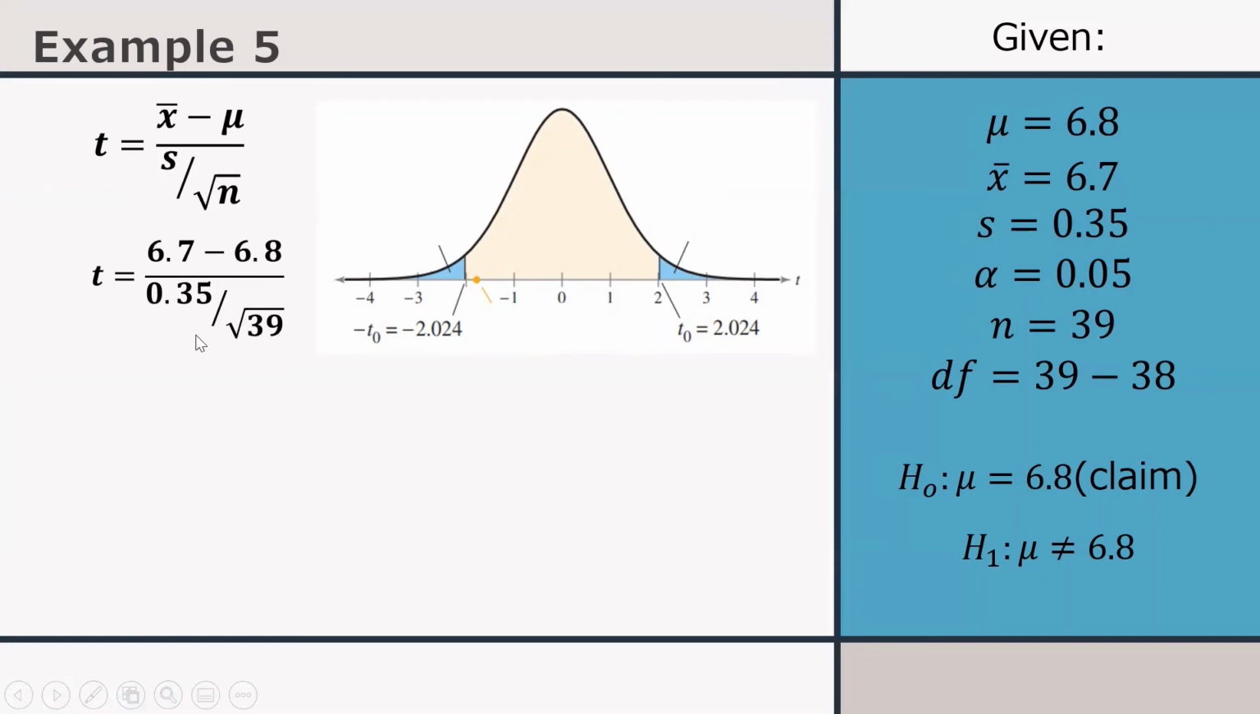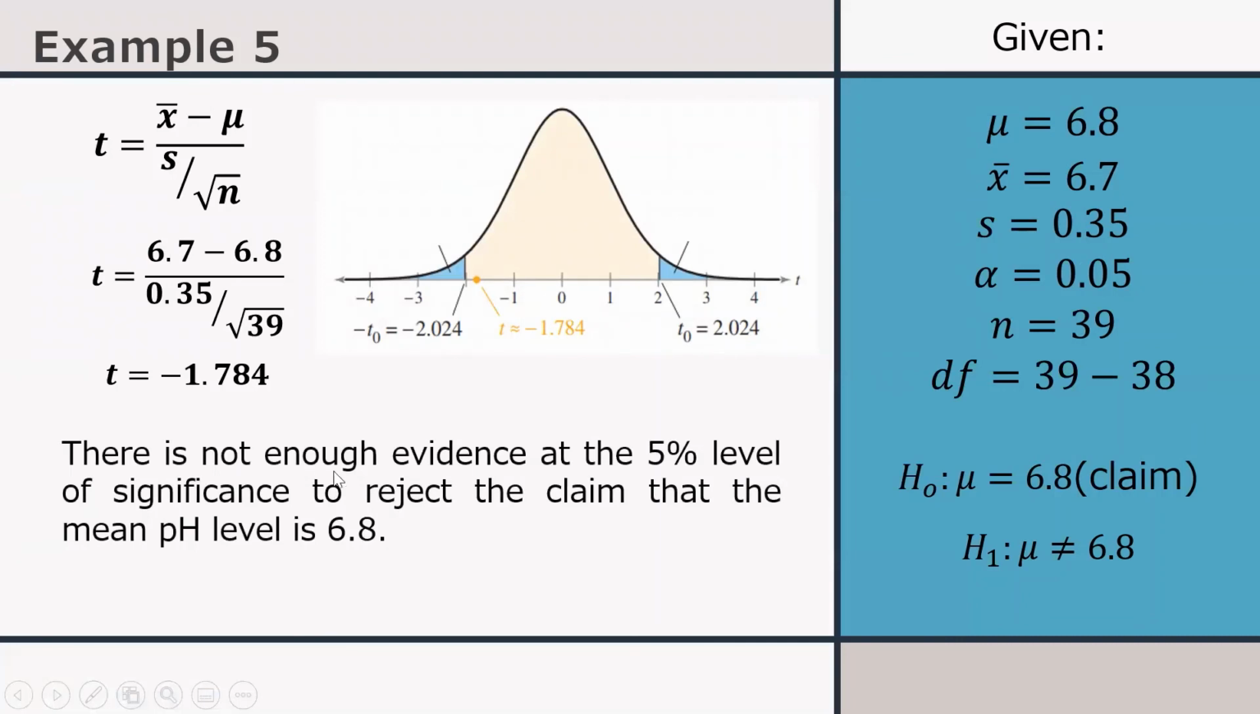Computing this, the t is negative 1.784. Negative 1.784 is not in the rejection region, meaning we're going to accept the null hypothesis, which is the claim of the industrial company that the mean pH level of the water in the river is 6.8. Therefore, there is not enough evidence at 5% level of significance to reject the claim that the mean pH level is 6.8. Thank you.